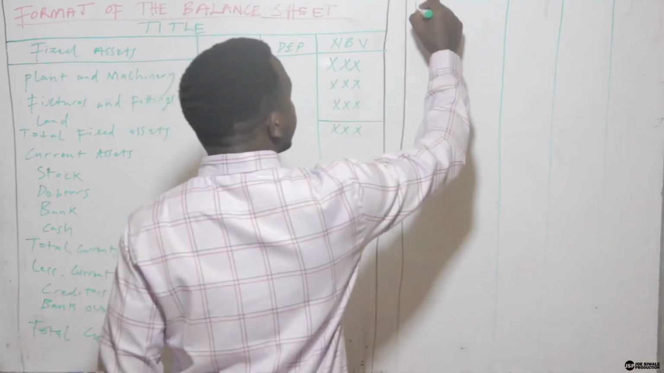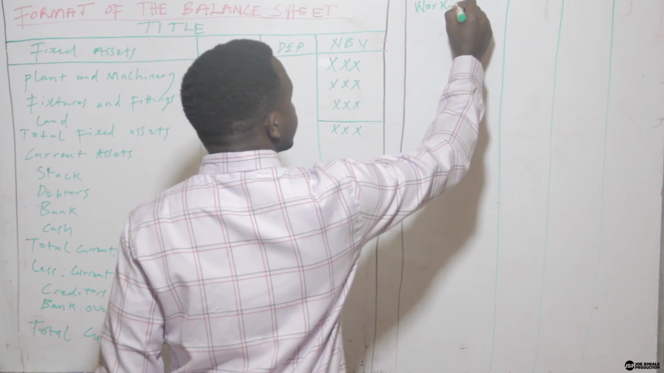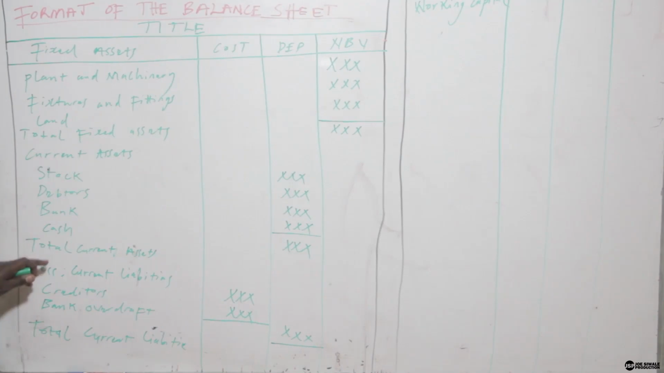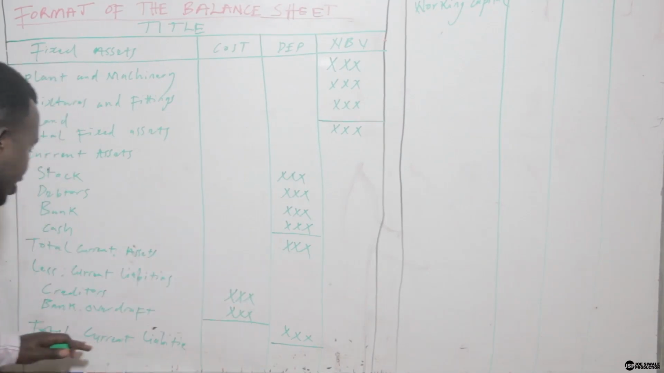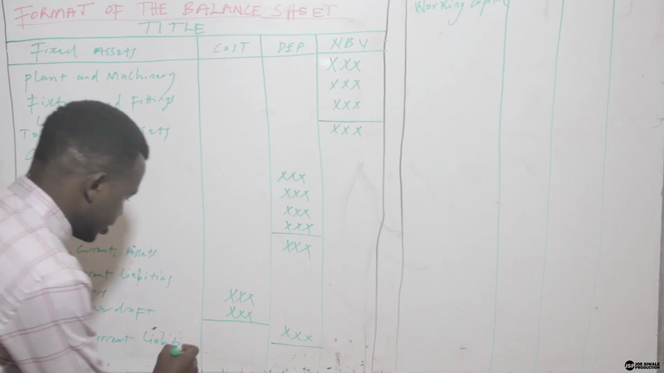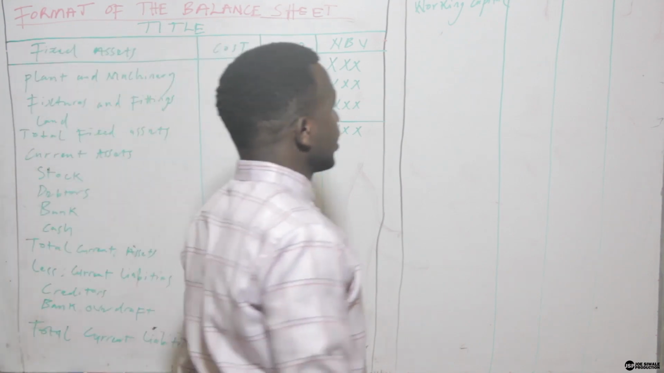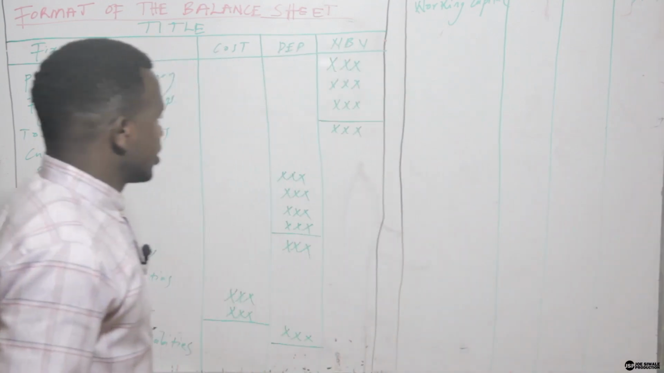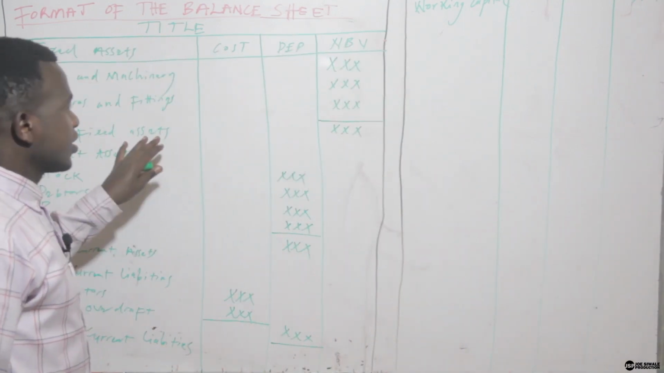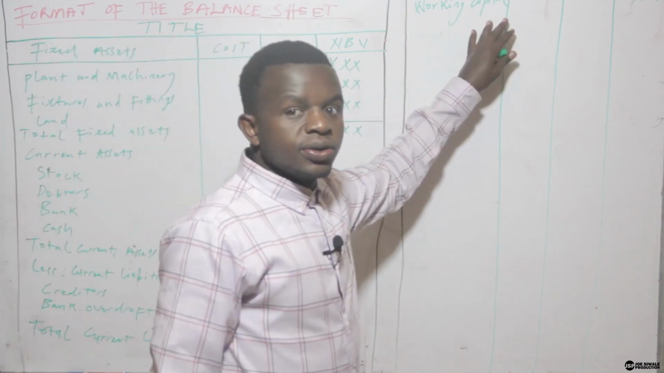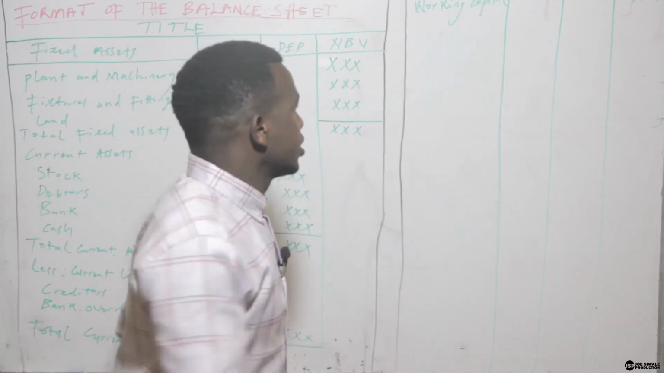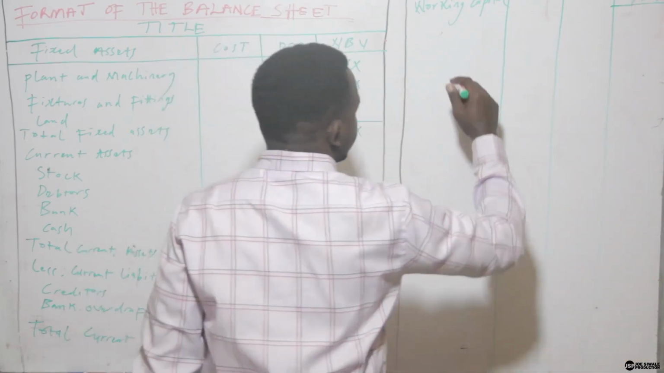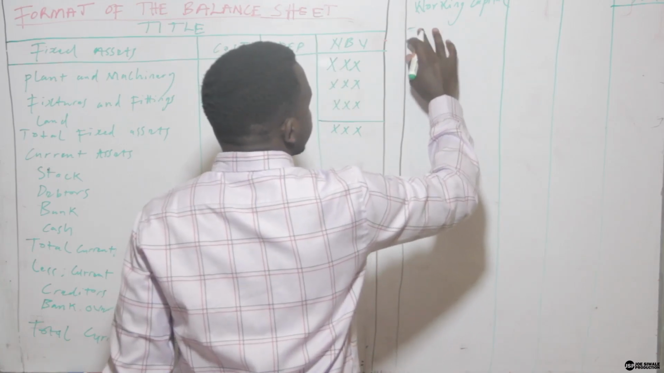So to find our working capital, we'll say the total current assets minus the total current liabilities. And we're going to have our working capital, and we'll put our working capital here. And that means that we can add our total fixed assets plus working capital to get capital employed. So we are going to add total fixed assets plus working capital, and we're going to have capital employed.